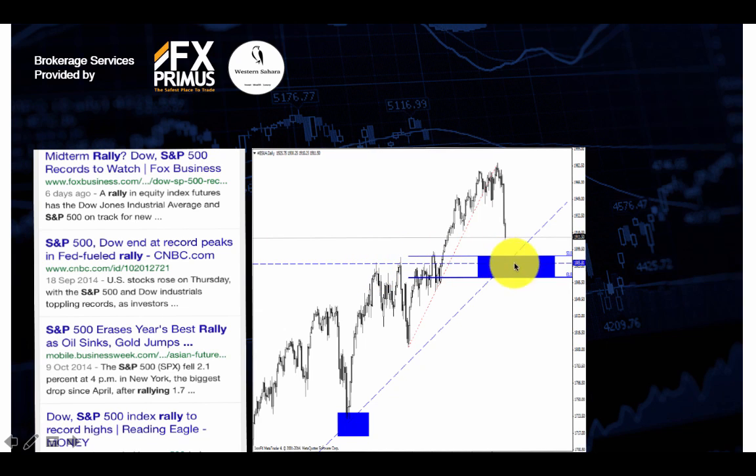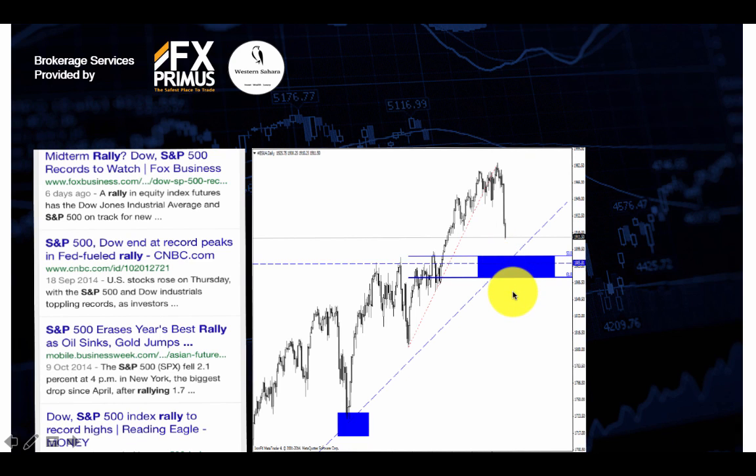So I did that, and the last but not the least thing in my toolbox is my Fibonacci tool. So I brought my Fibonacci tool and I plotted it from swing low to swing high. And ladies and gentlemen, it would surprise you to know that it actually came into some form of confluence in this blue box. I was like, wow.